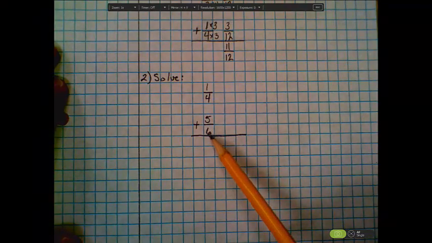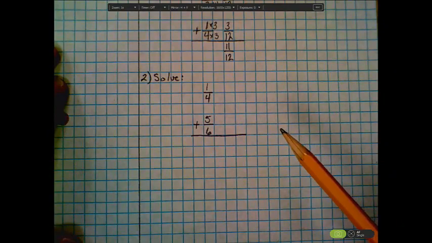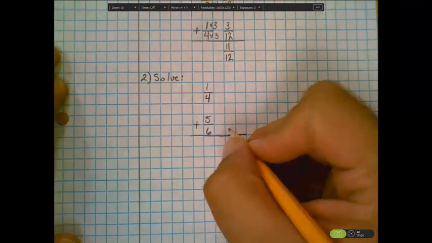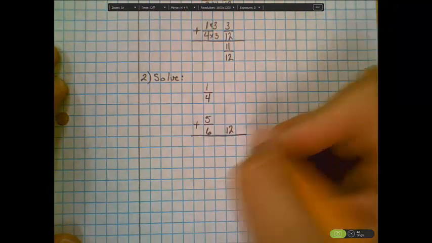Does 4 go into 6 evenly? No, it doesn't. So we do the next multiple of 6. 6 times 2 is 12. Does 4 go into 12? Yes, it does. We know that 4 times 3 is 12. So our least common denominator is going to be 12.